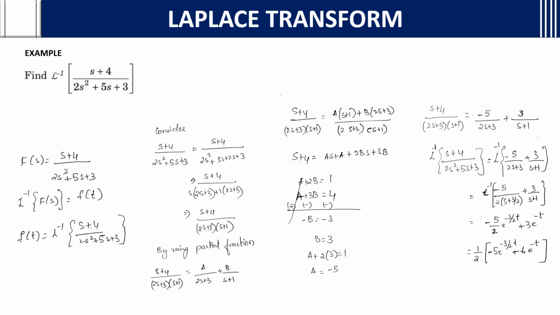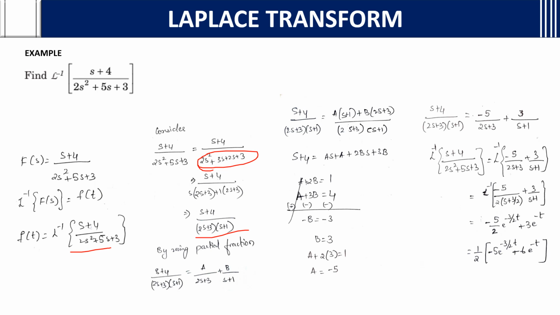So another example, Laplace inverse of s plus 4 by 2s square plus 5s plus 3. How to do this? Laplace inverse of F of s equals f of t. F of t is equal to Laplace inverse of, we'll put the F of s value. See, first what you should do is find the factors. This denominator you can write in terms of 2s plus 3 into s plus 1, right?